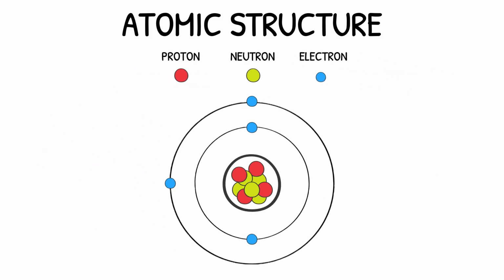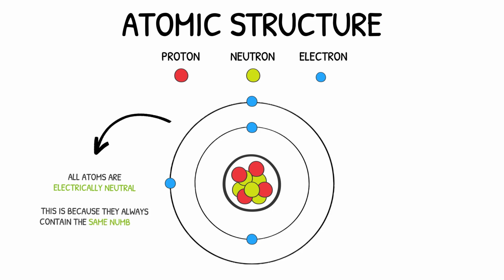Despite the atom containing charged particles, the overall charge of an atom is always neutral. This is because there are always the same number of positive protons as there are negative electrons, and so the charges cancel one another out.